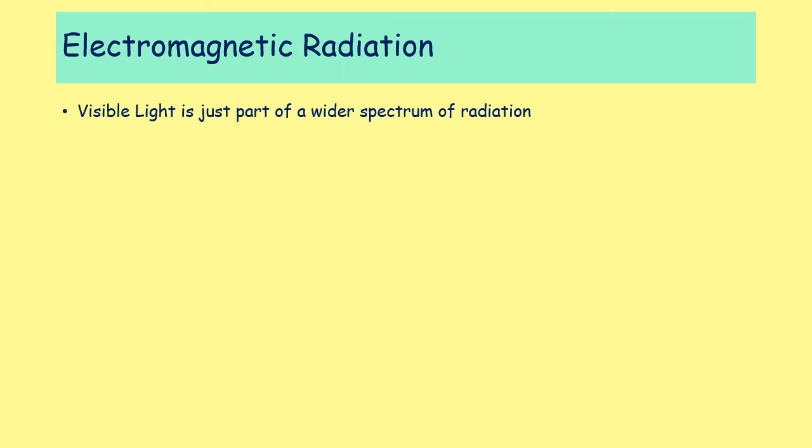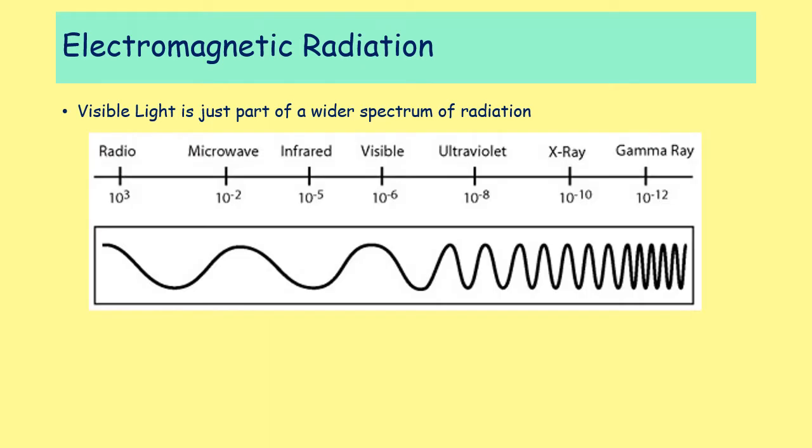Visible light is just part of a wider spectrum of radiation, and we've got 7 components, all of which can be involved in different aspects of chemistry. So we have radio waves, microwaves, infrared radiation, visible light, ultraviolet light, X-rays and gamma rays. Now those are organised from those containing the lowest energy on the left hand side to the highest amount of energy on the right hand side. They're also organised in terms of wavelength, how long the wave is. So radio waves are the longest and gamma rays are the shortest.